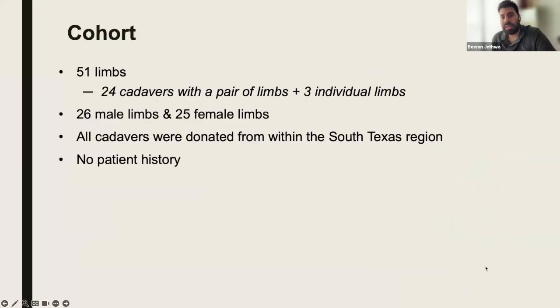Our cohort consisted of 51 limbs, compiled of 24 cadavers, each with a pair of limbs, and 3 individual limbs. So we were able to compare some bilateral anatomy also. There were 26 male and 25 female limbs, all donated from the South Texas region. One thing to preface: we had no patient history regarding the origins and the health records of the cadavers themselves.